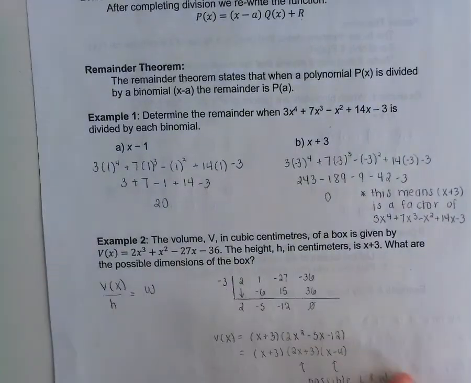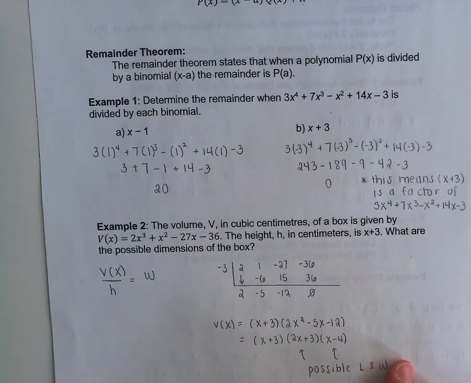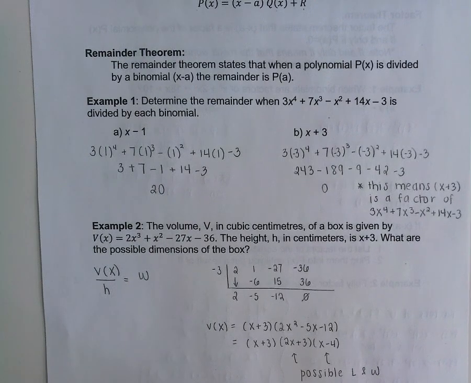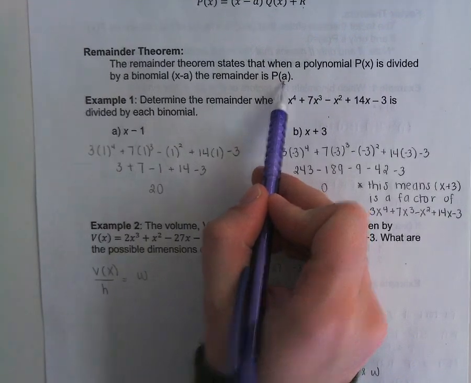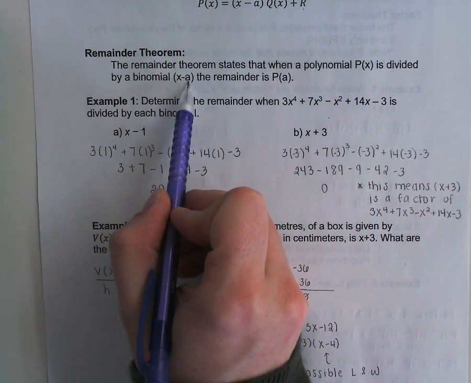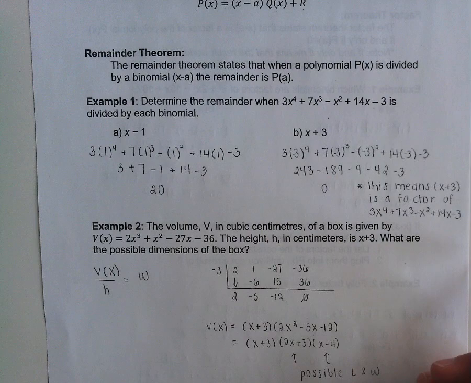Now, our remainder theorem says that if we are trying to divide by a binomial, we can determine what the remainder will be just by plugging in our value of a, which comes out of the binomial. So this is going to make a lot more sense when you look at an example.